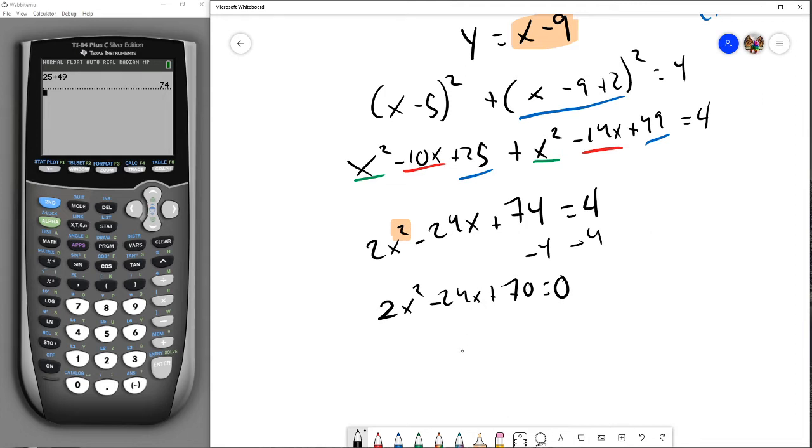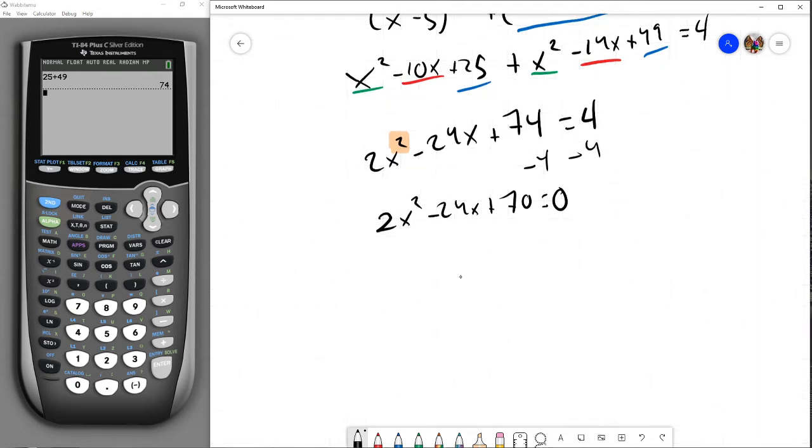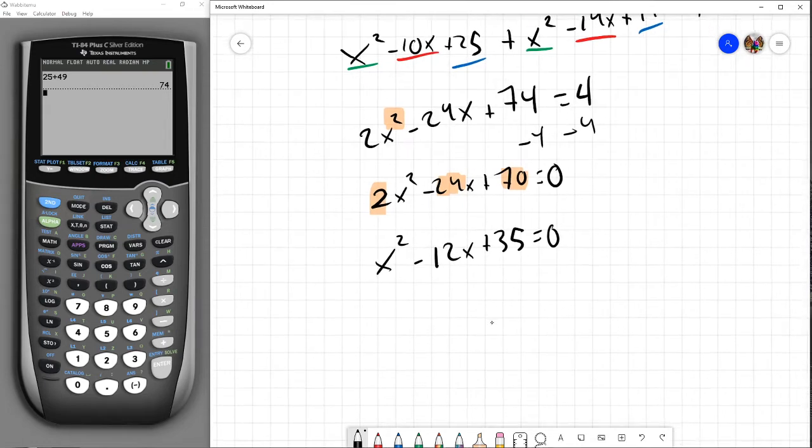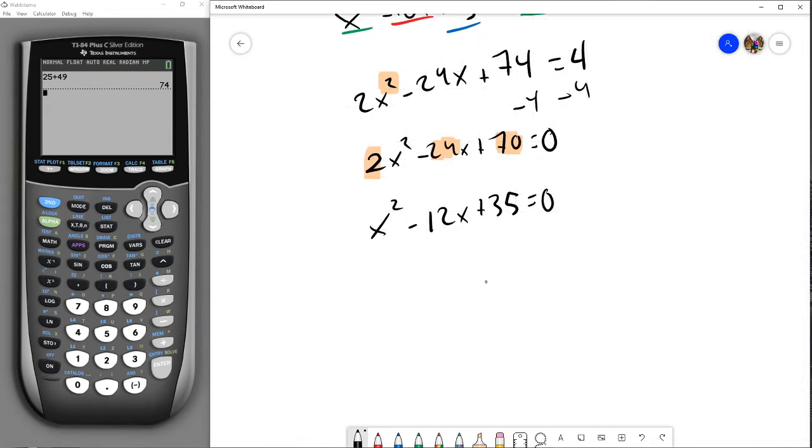And now I need to divide by 2. I want to divide by 2 because I notice now I have a multiple of 2 and a multiple of 2. So I'm going to divide that out and get x squared minus 12x plus 35 is equal to 0. Alright, so this is looking good. And note now that we can factor this nicely.